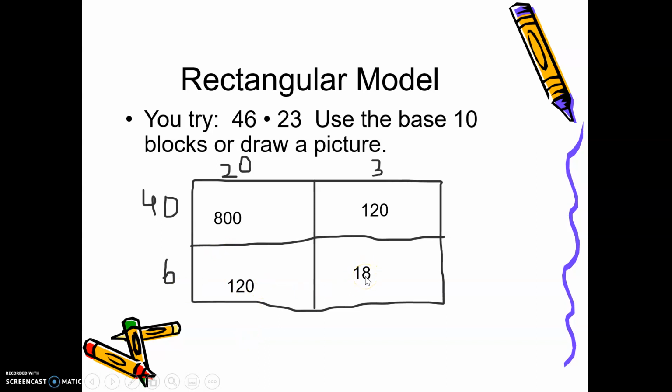These are called partial add-ins. What you're going to then do is add up these 4 partial add-ins to figure out what 46 times 23 equals. Okay, there we go.